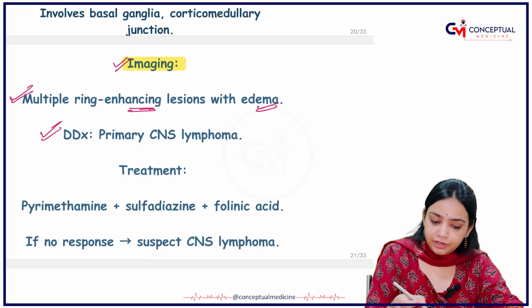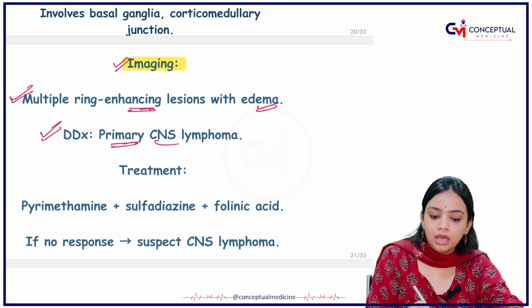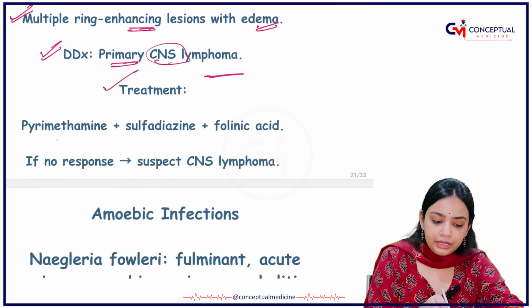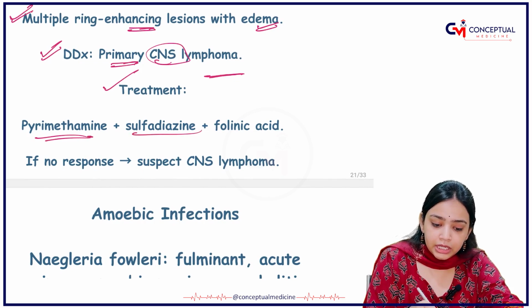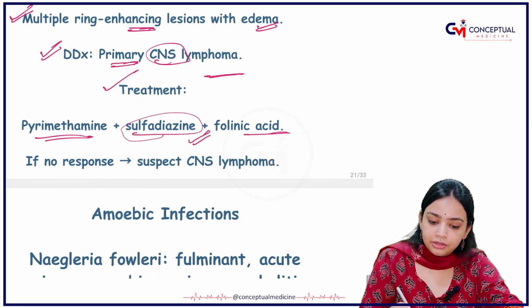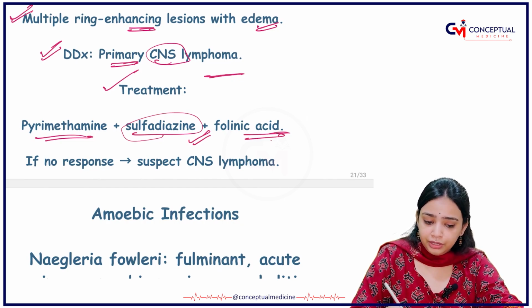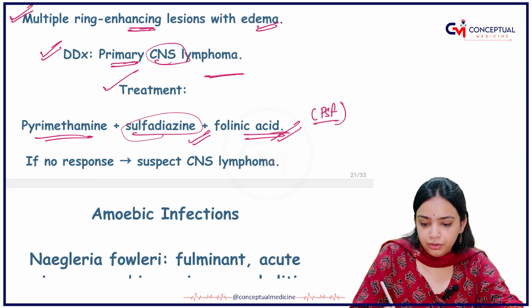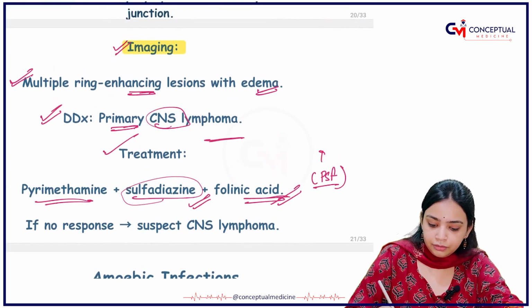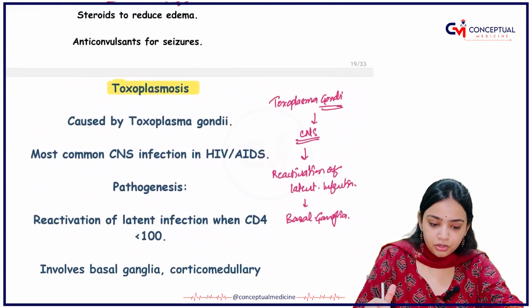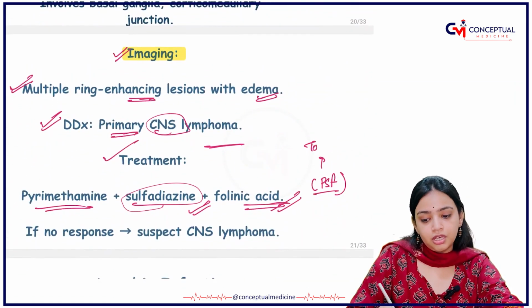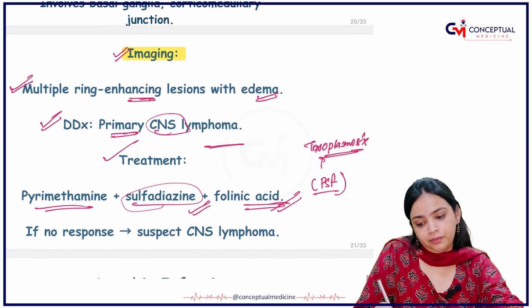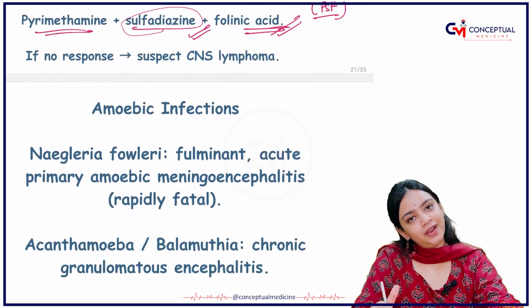What is the differential diagnosis? The differential diagnosis can be primary CNS lymphoma. For the treatment, what will you give? You will give pyrimethamine, sulfadiazine and folinic acid. So you will give the PSF for the treatment of toxoplasmosis. Okay, just like you have CSF, you have PSF.